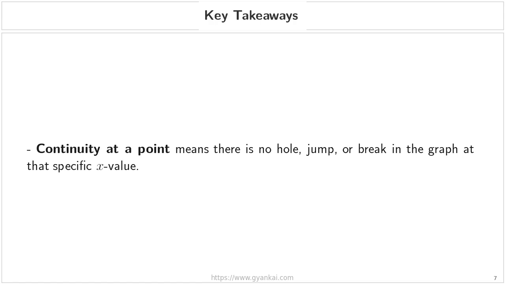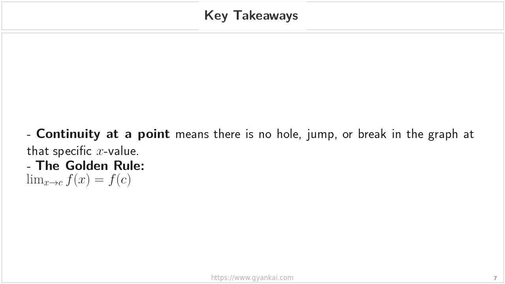Key takeaways. All right, let's wrap up everything we have covered in this lesson. To summarize, continuity at a point simply means that if you were to look at the graph at that specific x value, there are no holes, no jumps, and no breaks. It is exactly like the smooth bridge analogy we discussed earlier.